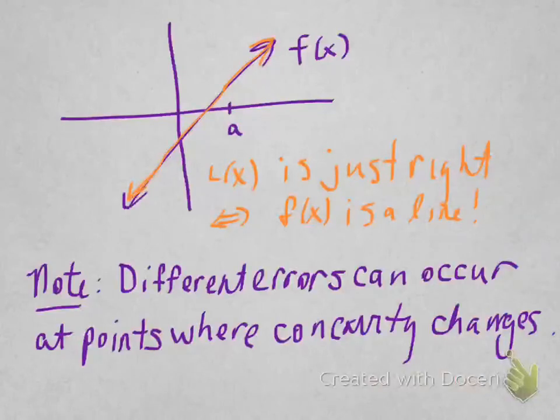And different errors on either side of A can occur at points where the concavity changes, but I'll leave that to talk about in class.